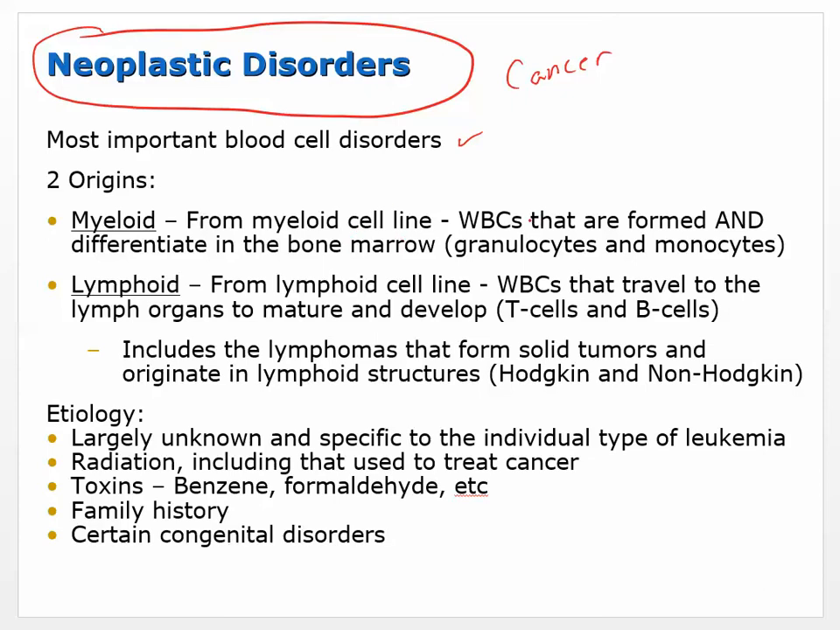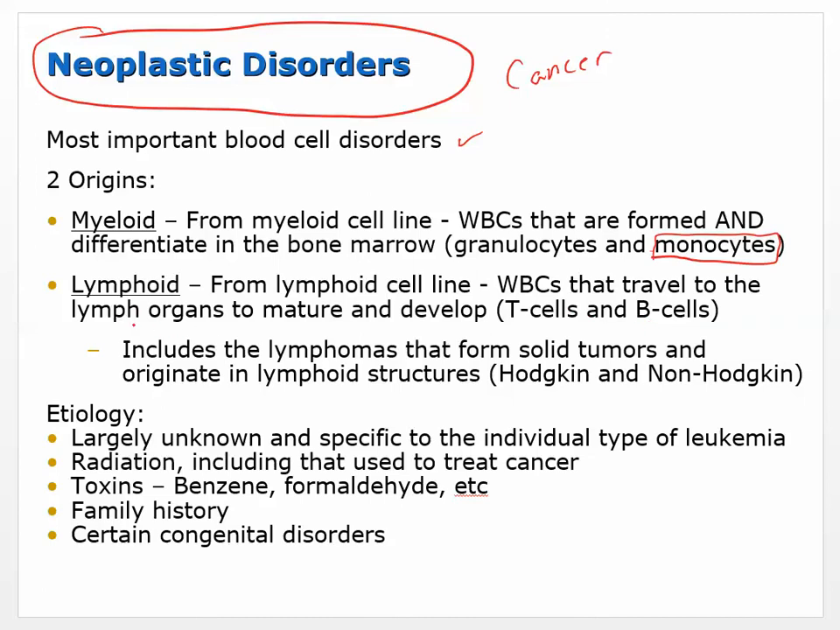Okay? So myeloid: white blood cells that are formed and differentiate in the bone marrow, including granulocytes and the monocytes. Monocytes are in the vessel, and then they move out into the tissue area and become macrophages. And then the other group is the lymphoid. From the lymphoid cell lines, these are T cells, B cells, and natural killer cells.